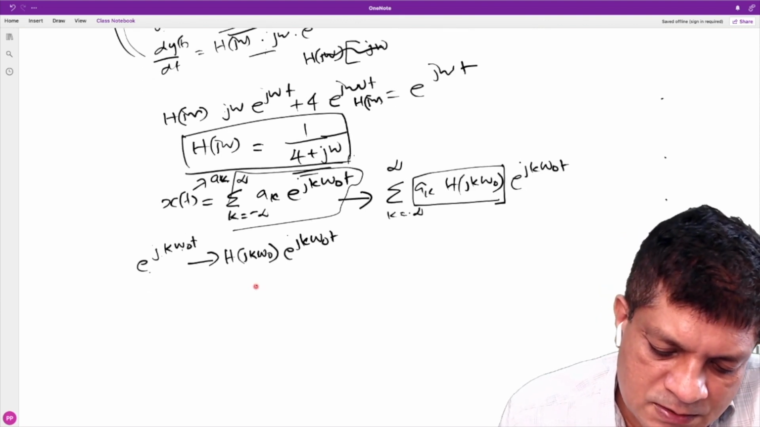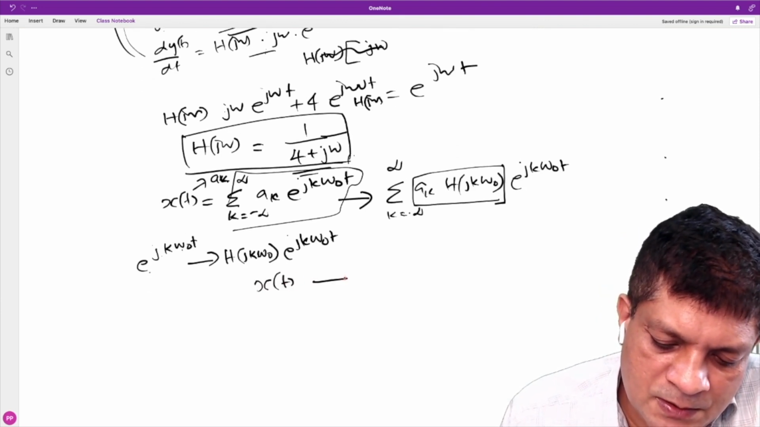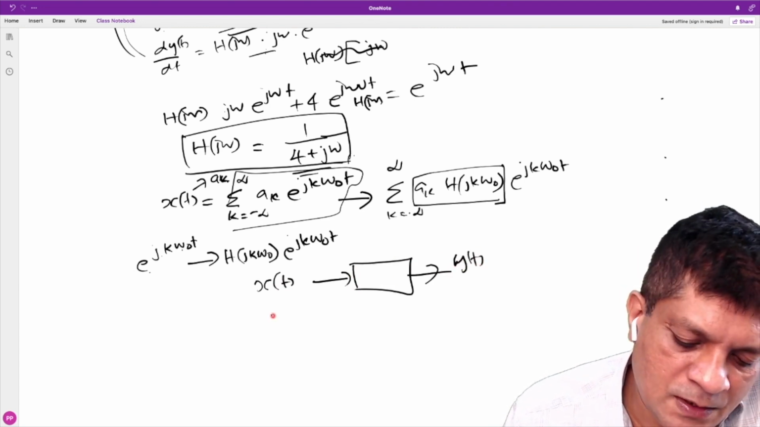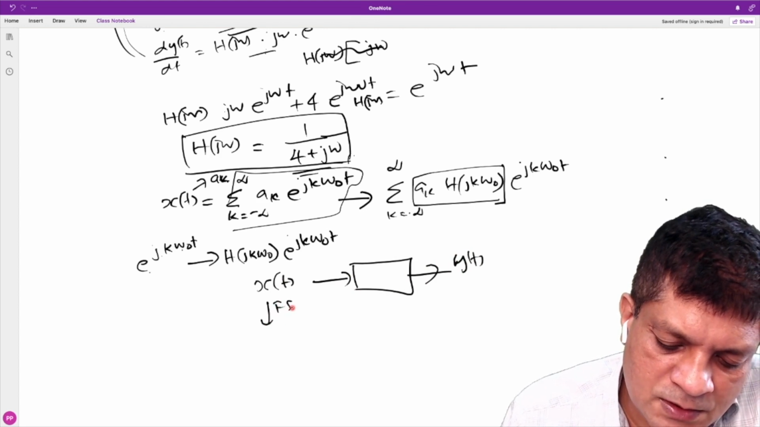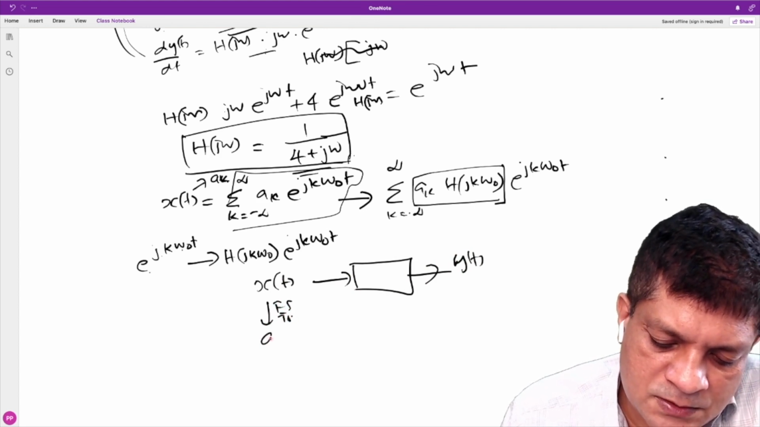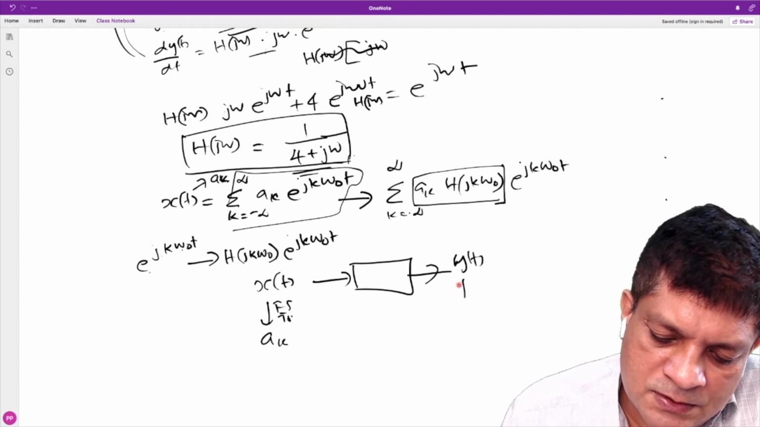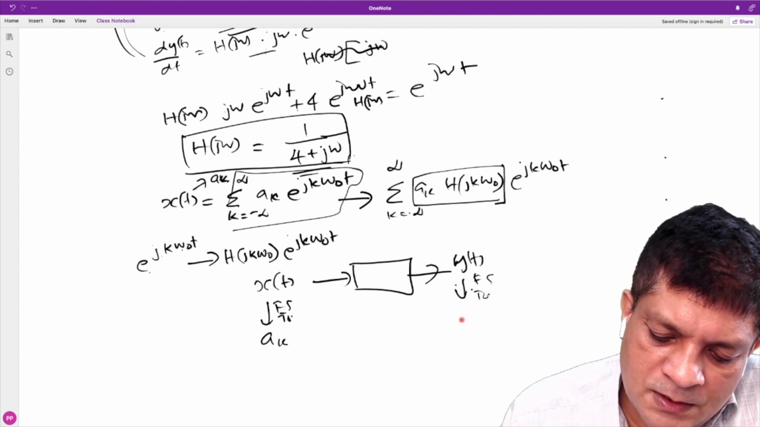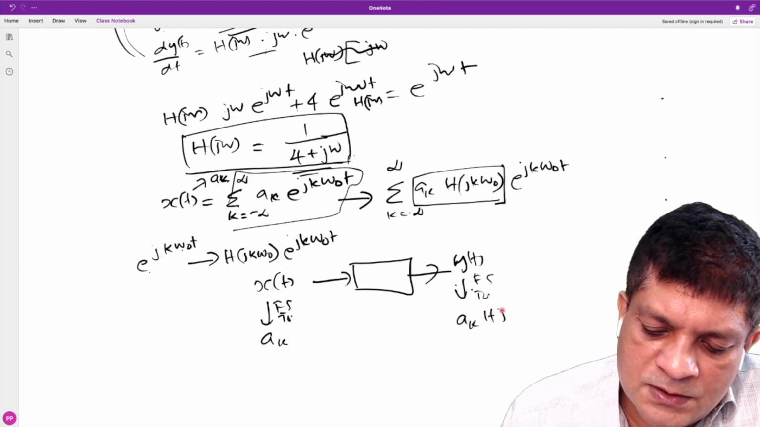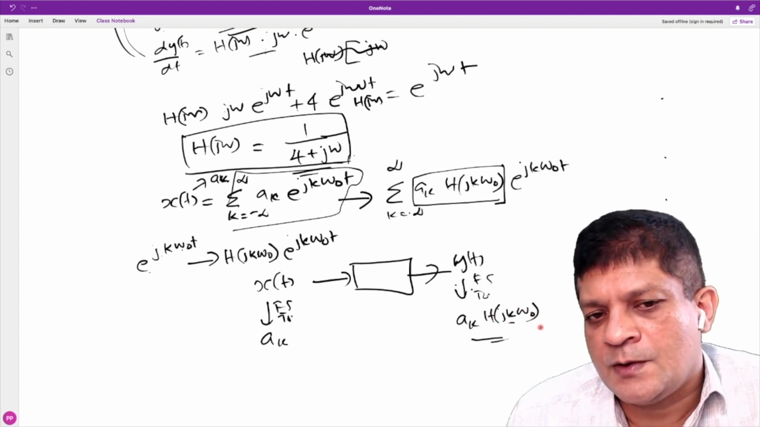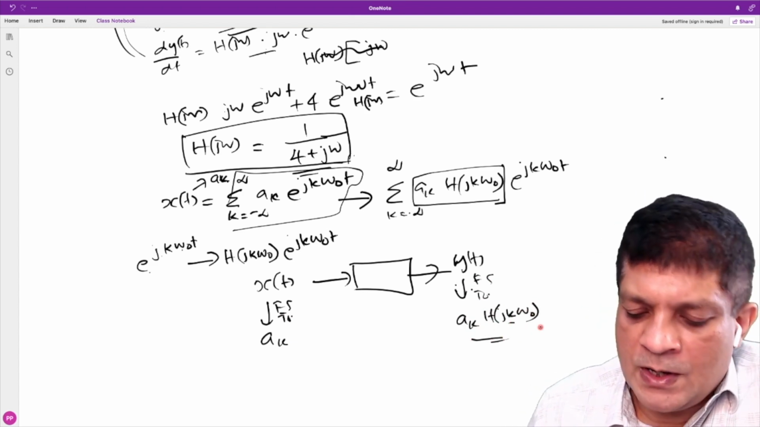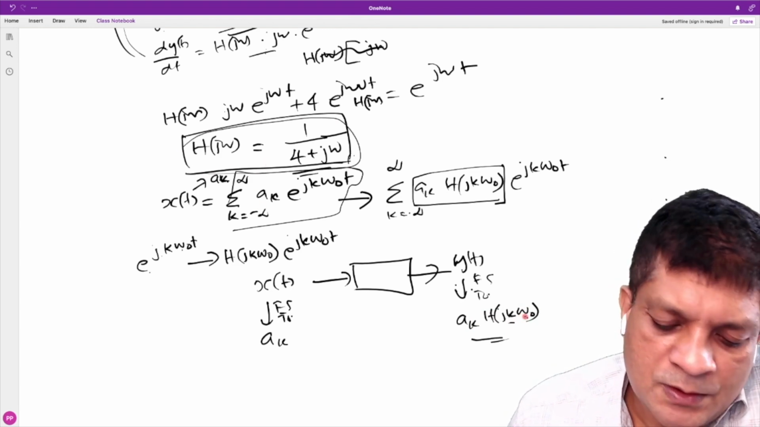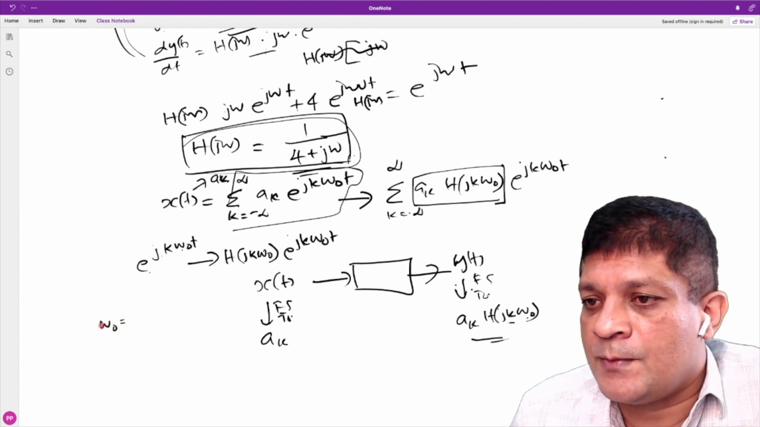We can write it like this. If you are giving x(t), a periodic signal, as the input to a linear time invariant system, and let's say the output is y(t), if the Fourier series of x(t) with respect to some period T naught is a_k, then the Fourier series of y(t) with respect to the same period is a_k into H(j k omega naught). Now we have found the value of H(j omega), and we know the value of omega naught. What is the value of omega naught?